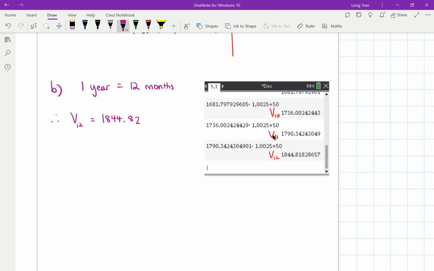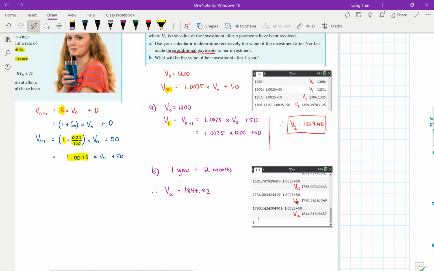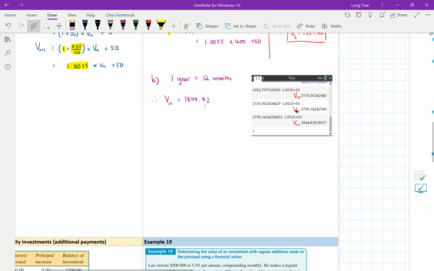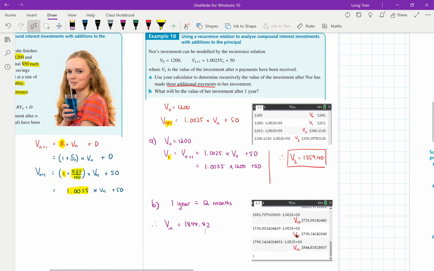Okay, so that's how you would do it if you were to recursively add them all down. Obviously, you can do this faster using Finance Solver, and that is what we're going to be doing in the next few examples. Okay.